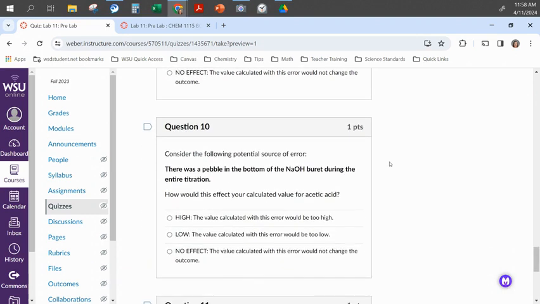All right, number 10. What if there's a pebble at the bottom of the burette? So what if, for some reason, someone put a rock in your burette? Does it matter? It shouldn't, unless it's leaking stuff everywhere. Yeah, as long as it's not leaking. Or slowly dissolving, because we're measuring by difference. If it's dissolving, that would be bad. But as long as we're getting the initial and final volume, you're just looking at the difference. So that's fine. No effect.